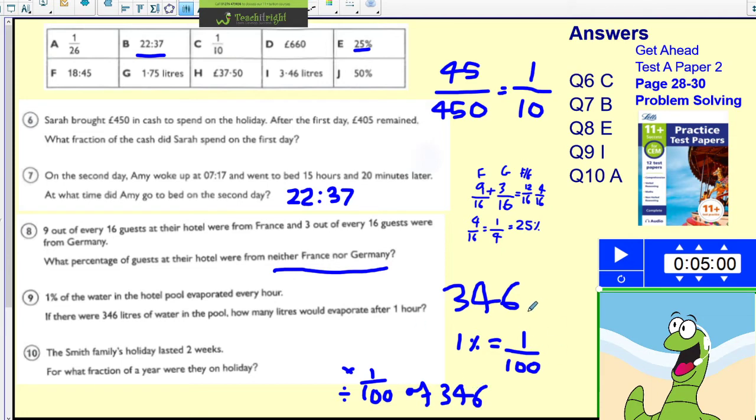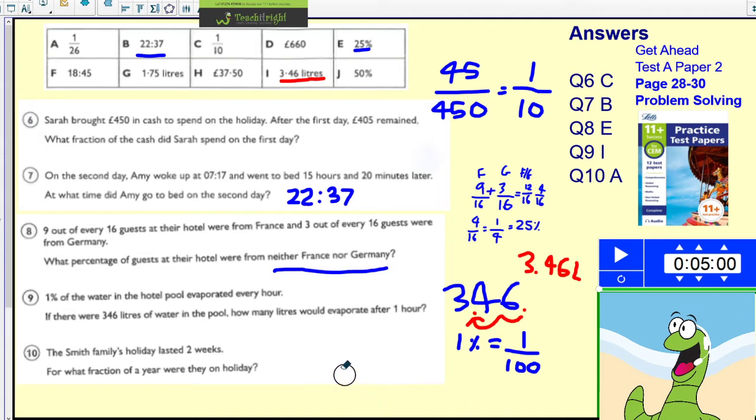And remember what I said, when dividing by 100 or timesing by 100, you're going to move the number of zeros. In this case, it's 2 zeros. We need to move the decimal place. So the answer is going to be 3.46. And it was litres, so the unit is litres. And we've got an answer there. Again, if they're being particularly mean, they might make us convert it from litres to millilitres or something, but they've not done that there. So again, 1% of something.